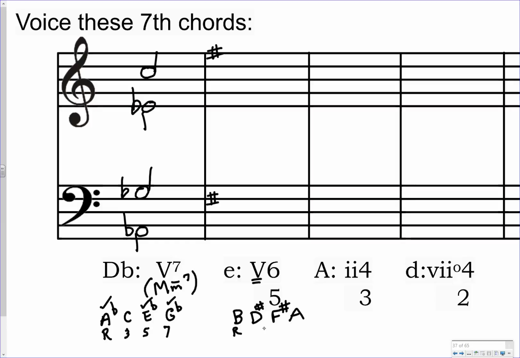Now I'll write an R for root under the B. My third is the D sharp, my fifth is the F sharp, and my seventh is the A. So 6/5 is first inversion, meaning the third will be in the bass. So this note right here will be the bass. Let's put that in right now. And I can put it right here.